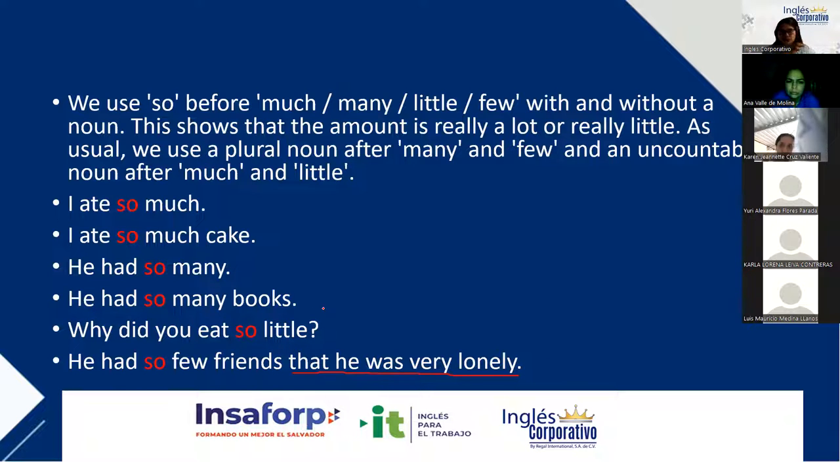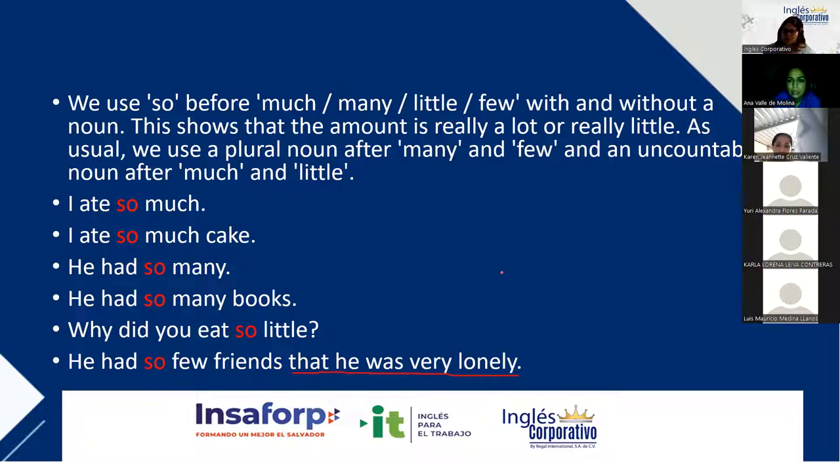He has so many books that they didn't fit in his bookshelves, right? He has so many books that they didn't fit in the bookshelves. I ate so much cake that now I cannot be sitting. Right? I ate so much cake that now I have a stomachache. He had so few friends that he was very lonely. Que tenía tan pocos amigos que estaba muy solo. Exactly. Estaba muy solitario.